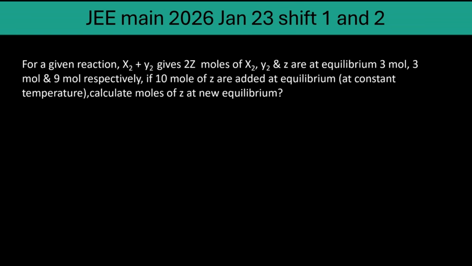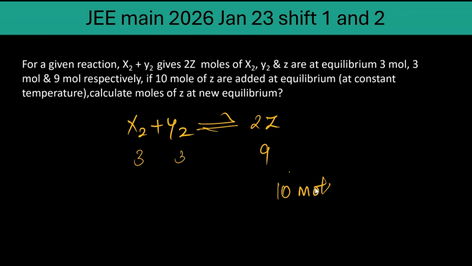The given reaction X2 plus Y2 gives Z. The moles of X2, Y2 and Z at equilibrium are 3 mole, 3 mole and 9 mole respectively. This is 3, this is 3 and this is 9. If 10 moles of Z are added to the equilibrium at constant temperature, calculate the moles of Z at new equilibrium. So that's our question. So the new amount will become, this is 3 and this will become 19 mole now.